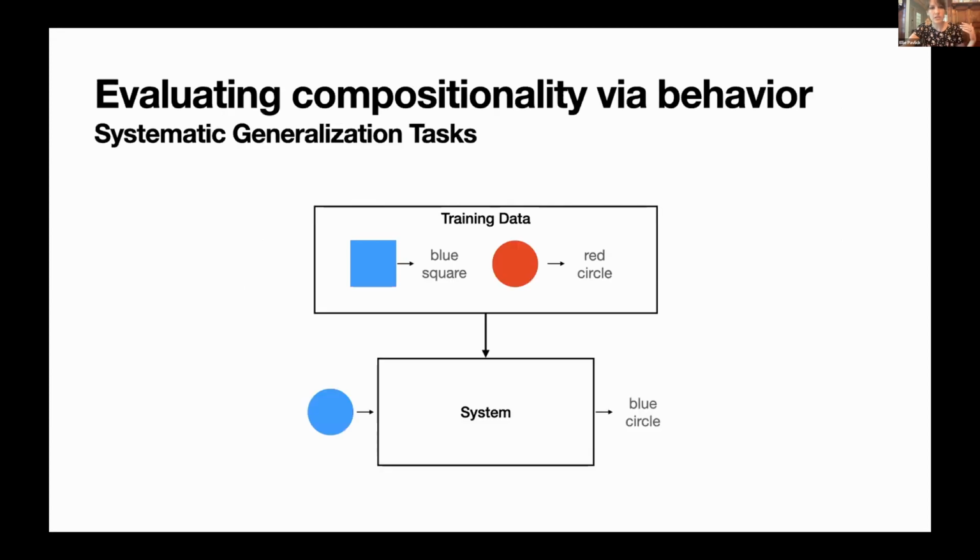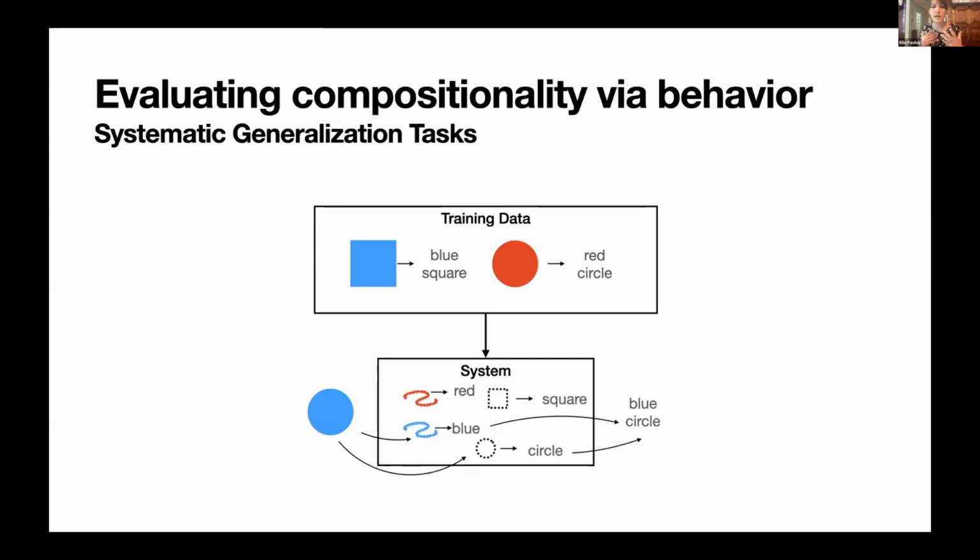And so in particular, I want to push back on using systematic generalization to do this. Most of the talks so far have focused on systematic generalization as the test of compositional behavior, and in particular, behavioral tests. We're looking at inputs and outputs of the model. There are lots of ways of defining these types of tasks, but in a simplified version, we would say we're going to train on blue squares and red circles, and now we're going to test on a blue circle and hope the system says blue circle.